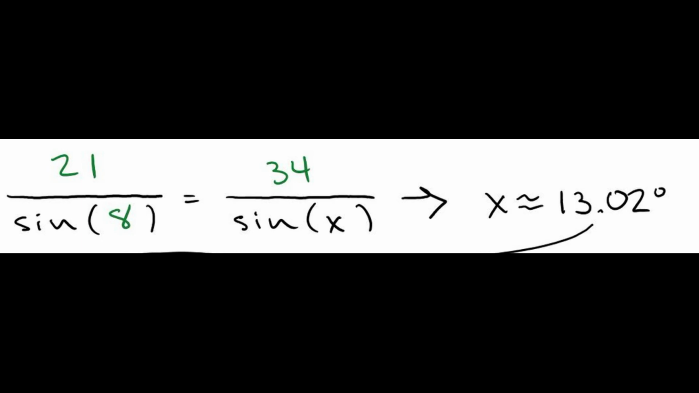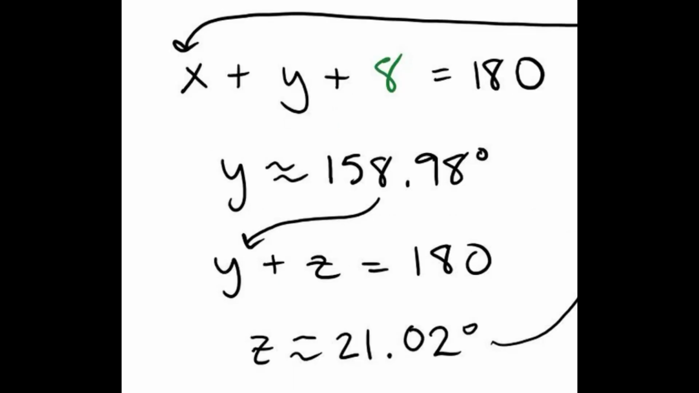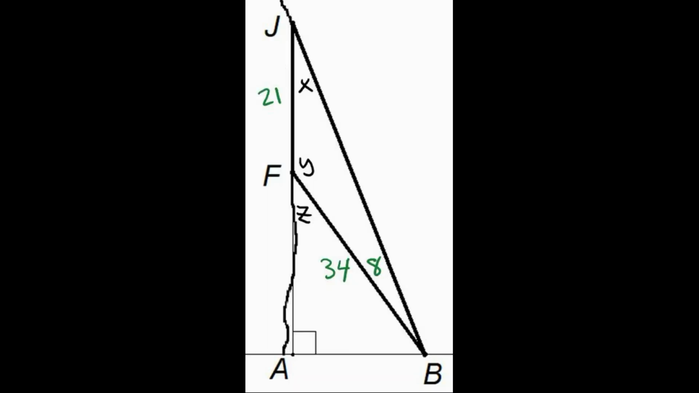So your 13.02 degrees goes in here, plus that 8 degrees. I'm solving for angle Y in there. You end up with 158.98 degrees. If I figure out what Z is for the top of my angle FAB, I subtract that from 180, and you end up with 21 degrees. So I found angles X, Y, and Z on my diagram up here, and that's just to get both my right triangles.